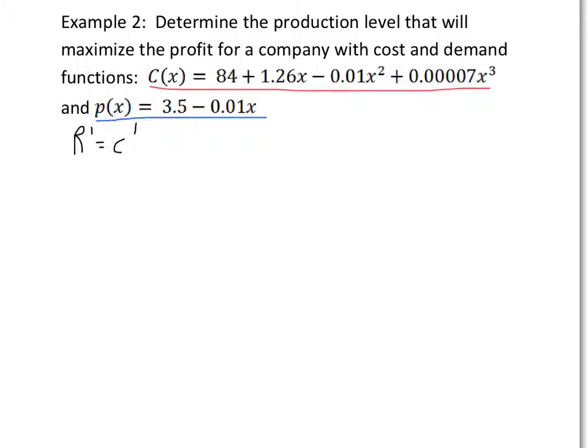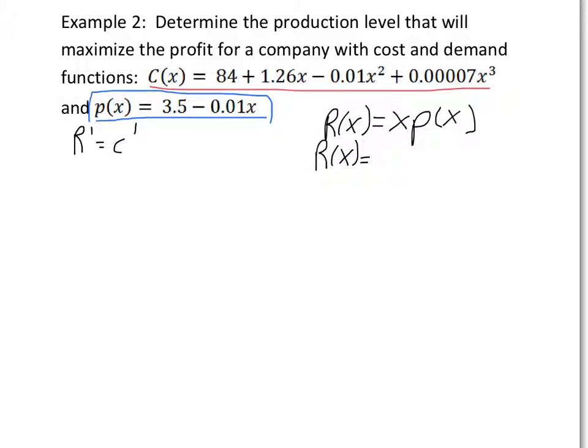So I know if this one here in the blue is my price per item, well, to figure out how much money I take in, I just need to take that price per item times an X. So in other words, to find the revenue function, since I wasn't given that one, I do have to develop it or derive it, and I simply just multiply the demand function times an X. So it'll be 3.5x minus 0.01x squared.